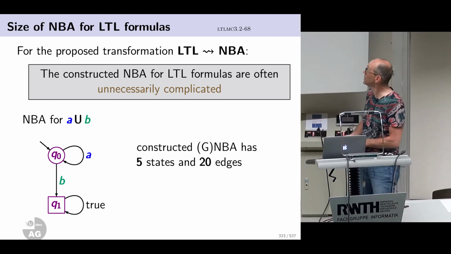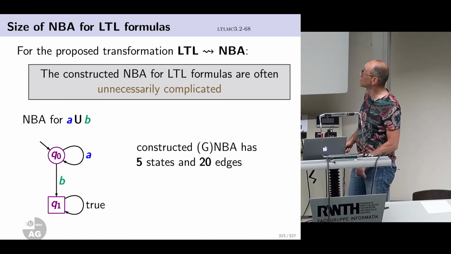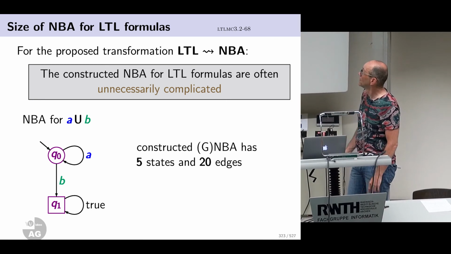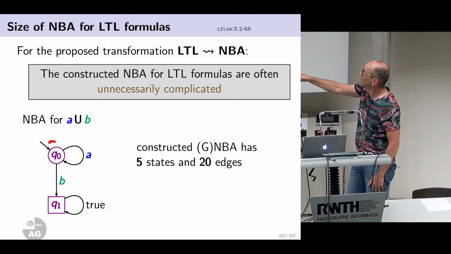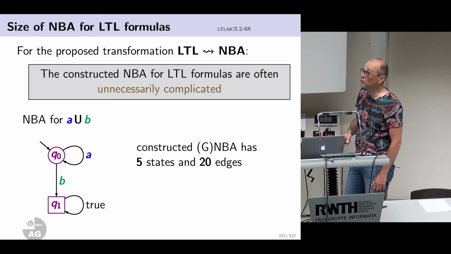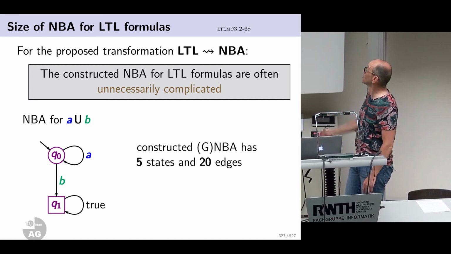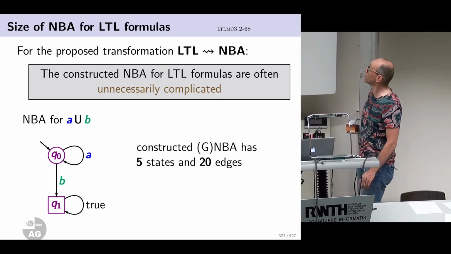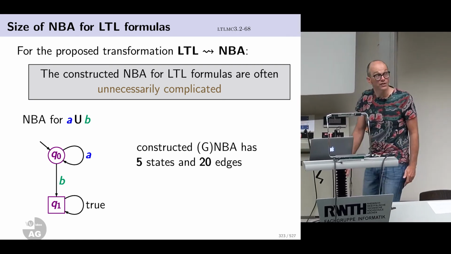Also this, A until B. This was another example which is in the slides, but I skipped this here for the moment. This would be something like A holds, until at some point B holds, and then, no matter what happens, you stay in the accepting set. So it's 2 states. The construction, if you apply the algorithm literally, gives you 5 states and 20 edges.